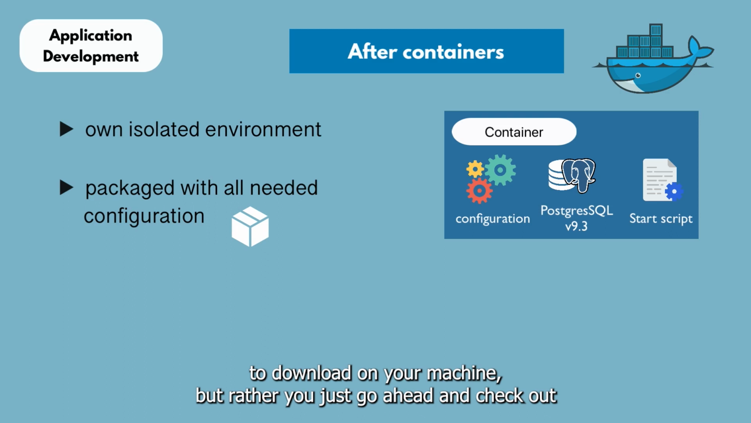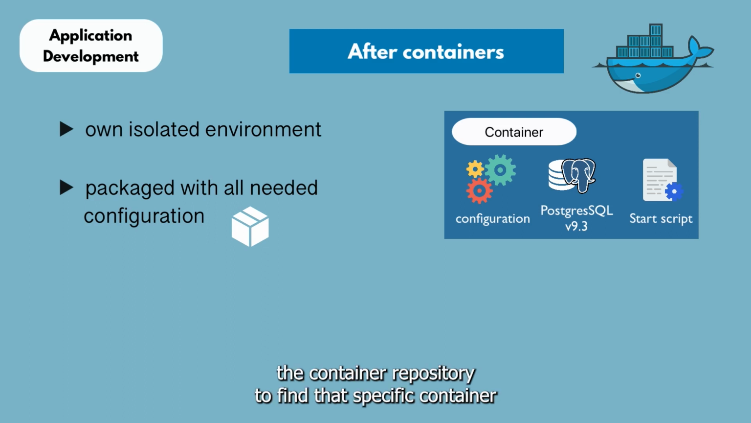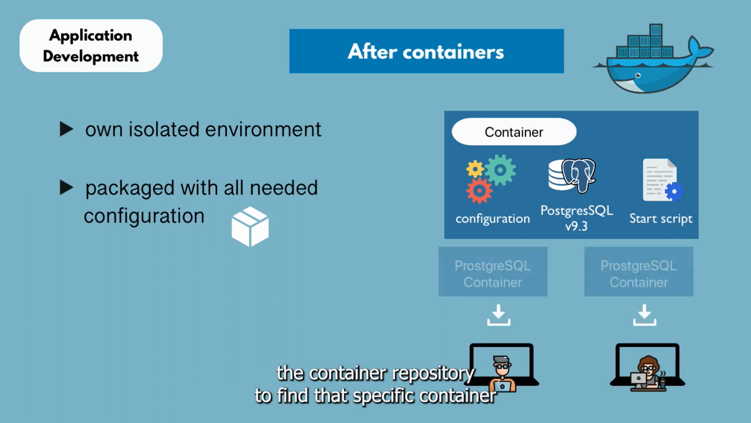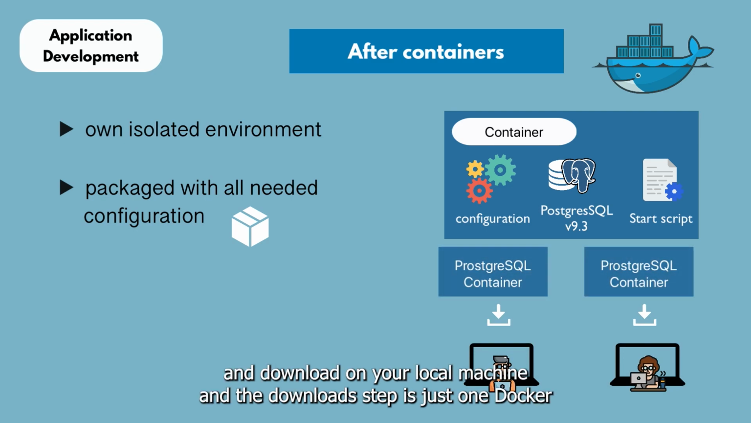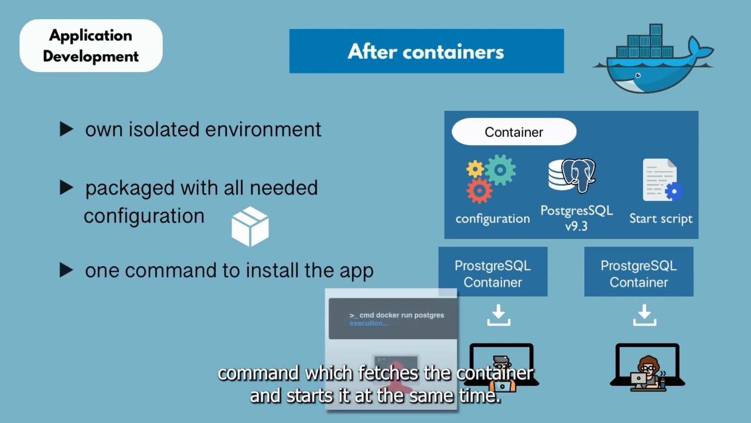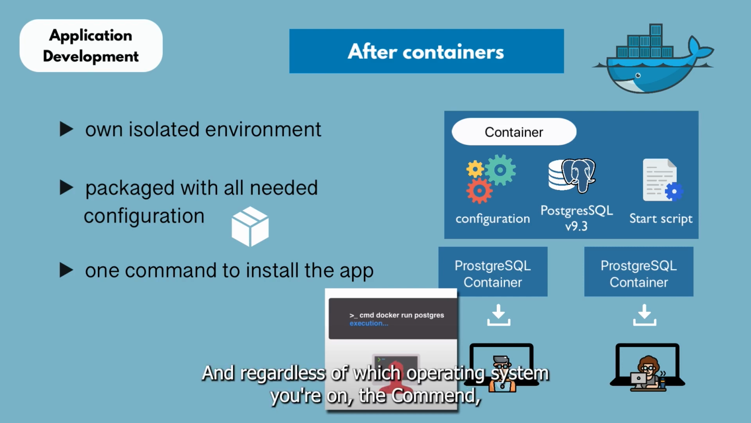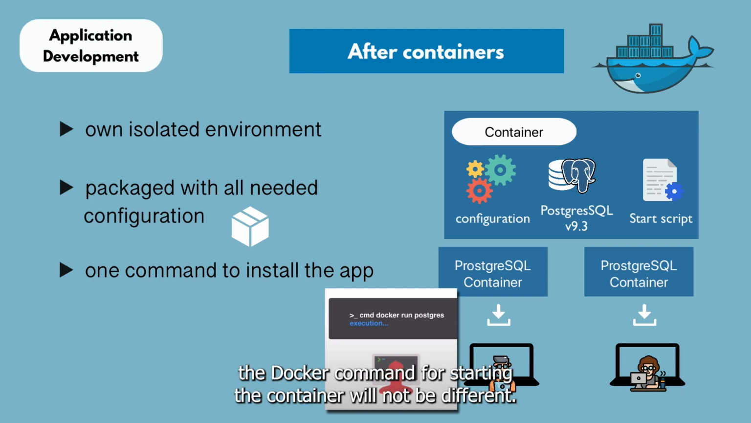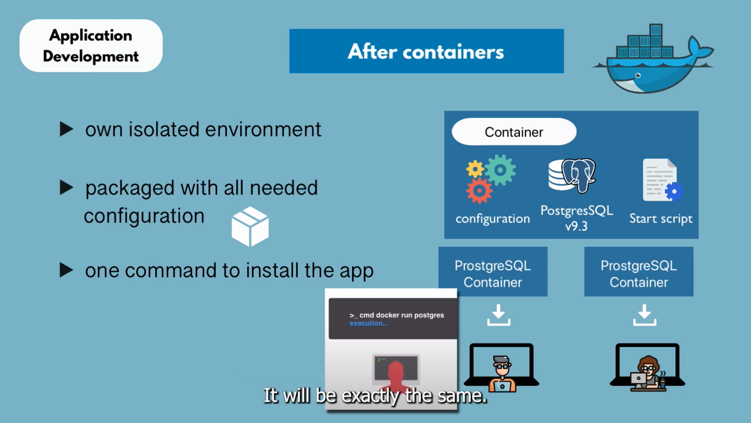So as a developer, you don't have to go and look for the binaries to download on your machine, but rather you just go ahead and check out the container repository to find that specific container and download on your local machine. And the download step is just one Docker command which fetches the container and starts it at the same time. And regardless of which operating system you're on, the Docker command for starting the container will not be different. It will be exactly the same.